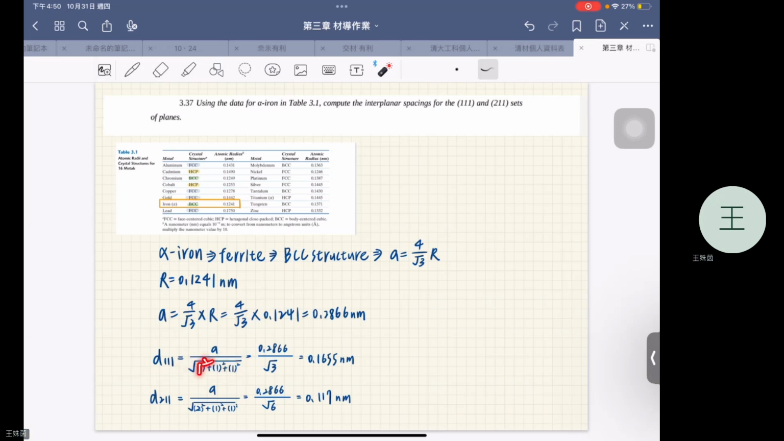the sum of the squared indices. So we put 1, 1, 1 inside, each squared. The final answer will be 0.2866 divided by the square root of 3, so we get 0.1655 nanometer. If you want to do it for the 211 plane, you can do the same thing: put 211 into the equation, and we get the answer of 0.117 nanometer.